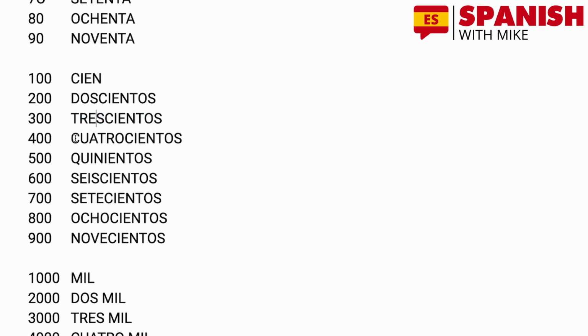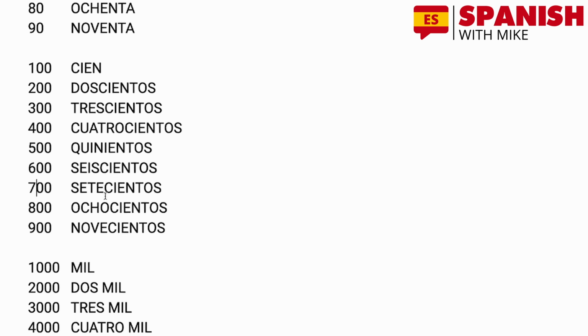For 400 we have cuatrocientos. For 500 there's a slight difference because we don't say cincocientos. That would be the idea. But in Spanish we say quinientos for 500. For 600, seiscientos. We go back again to seiscientos. 700 is not sietecientos, but setecientos.